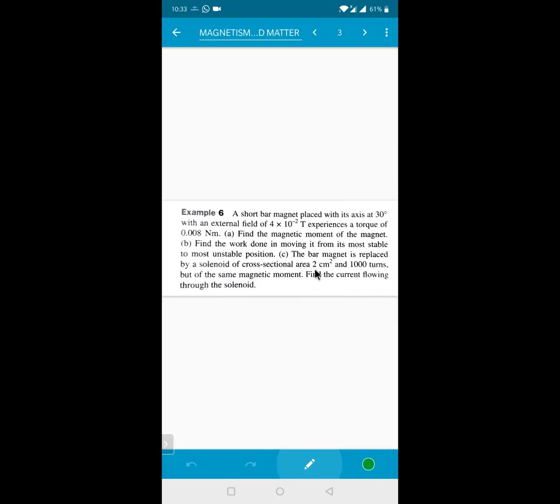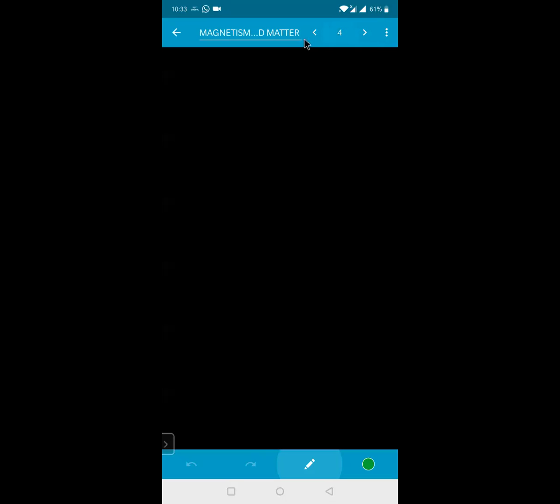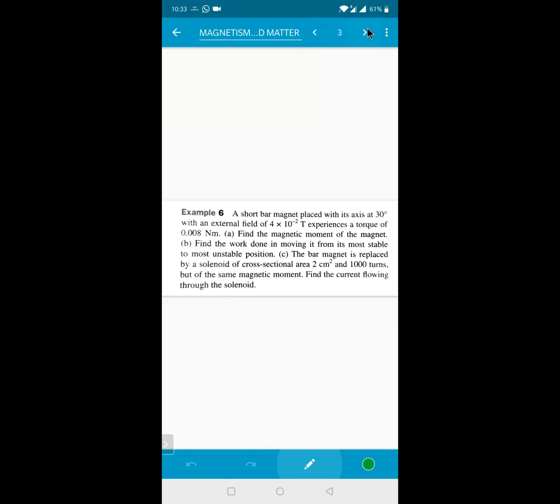First question, you can tell me. A short bar magnet is being placed with its axis at 30 degrees with an external field of 4 into 10 to the power of minus 2 Tesla. It experiences a torque of 0.08 Newton meter. Find the magnetic moment. A short magnet being placed with the axis, what do you mean by that, beta? With its axis at 30 degrees with an external field.